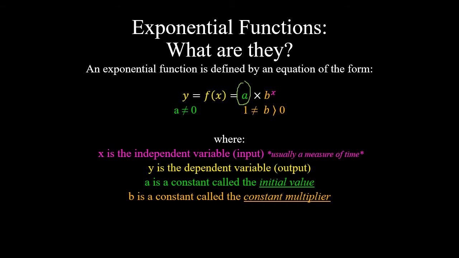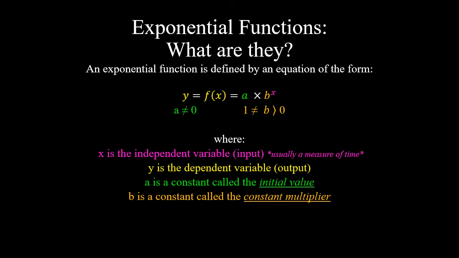Why can't a be 0, you guys? A cannot be 0 because, look, if a were 0, it would make all of this go away. It would be 0 times b to the x, which would just be 0. So you would just be dealing with the line y equals 0, which is what? Your x-axis. So that doesn't make any sense. A can't be 0. Otherwise, it's not an exponential function anymore. It's a line.